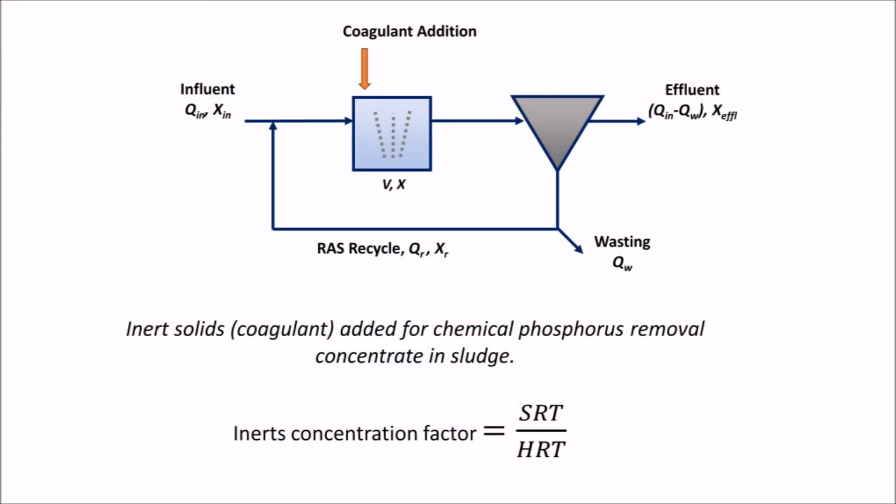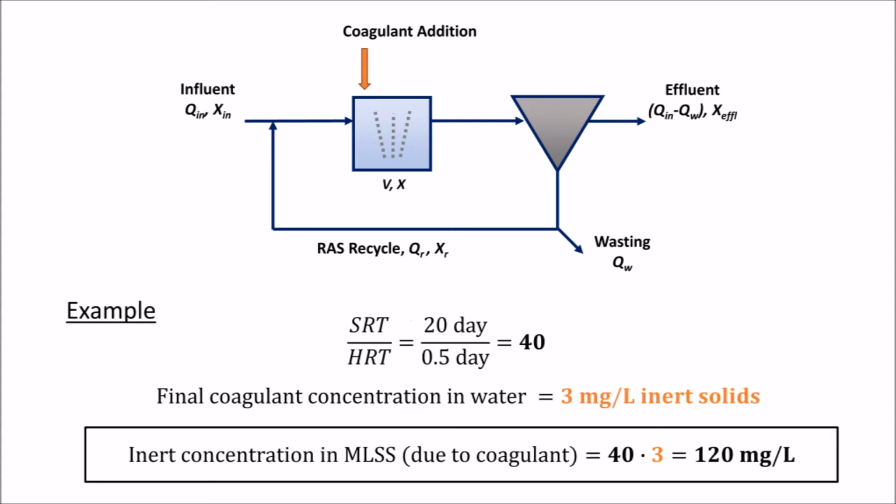Right. If you want to know what the math is, you basically do your solids retention time divided by your hydraulic retention time, all in days. So if you're running a 20-day SRT and you're running a 12-hour HRT, so you've got a half a day, you basically got a concentration factor of 40. So 30 milligrams per liter of inert solids from phosphorus removal become 120 milligrams per liter of solids in your mixed liquor. If you're having to dose things to get down to really low phosphorus levels, you could be adding 100 milligrams per liter of inert solids to your aeration basin, and suddenly that becomes 40 times higher?